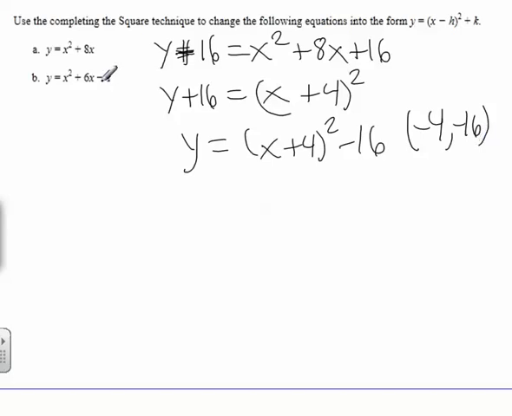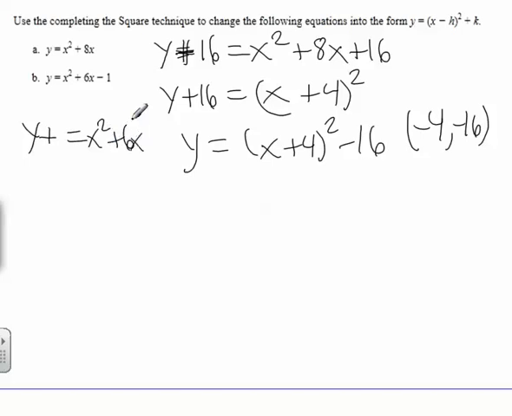Okay, so let's try this one more time. Let's try this one right here. Okay, we've got a -1 already. So let's just move that to the other side, get it out of the way. So we have y plus 1 equals x squared plus 6x.